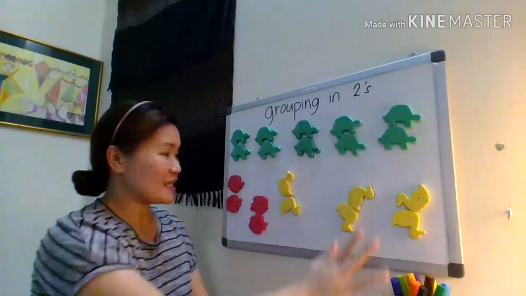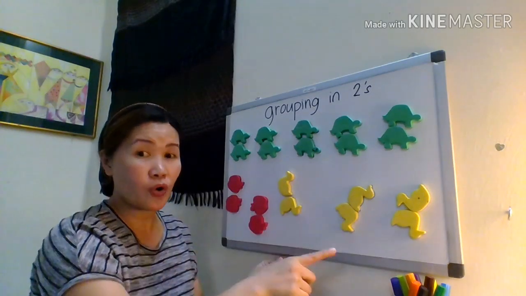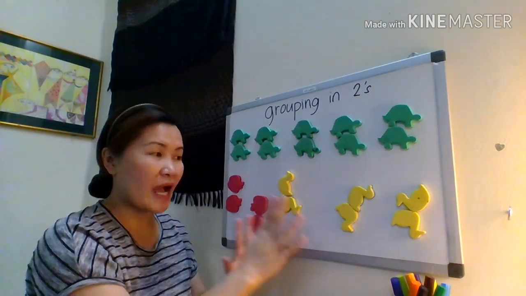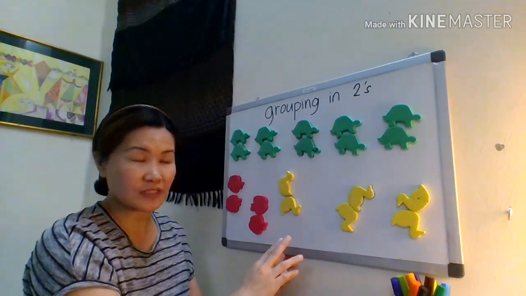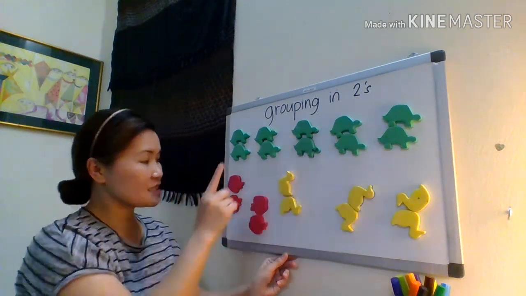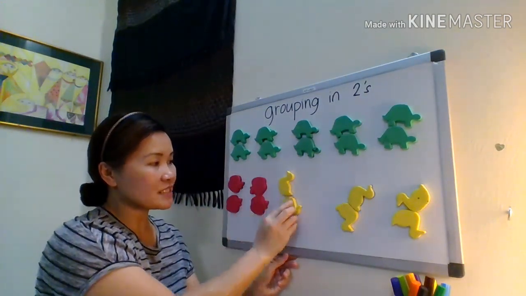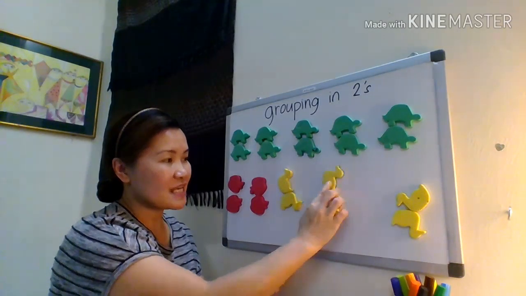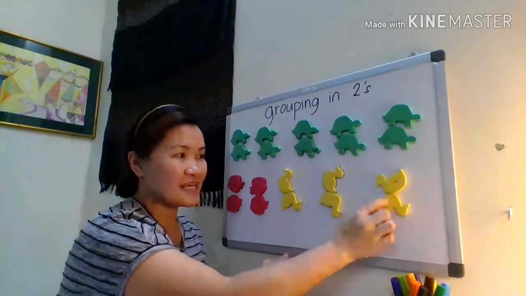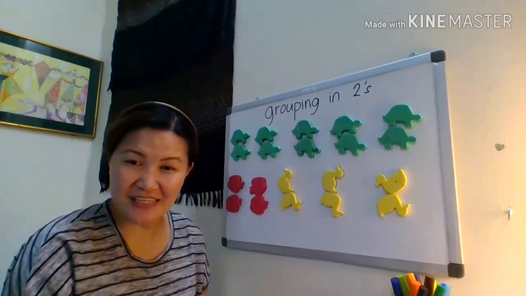Okay, and now we're going to count on, so that we know how many things we have on the board. So we end up at 10. So that's 10, 12, 14, 16, 18, and 20. And that's very easy, right?